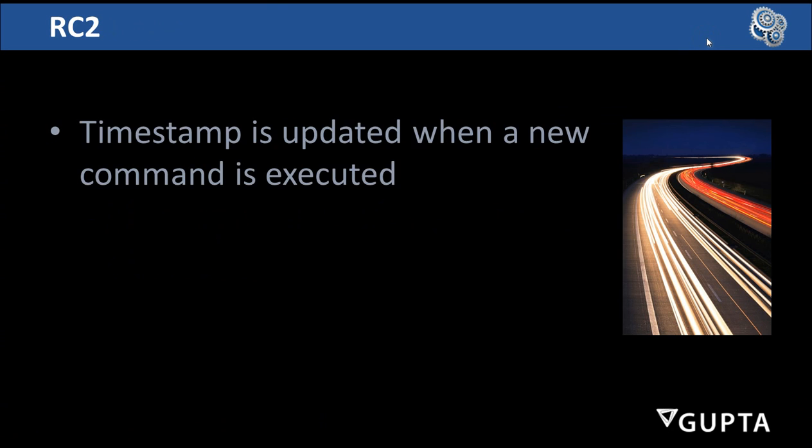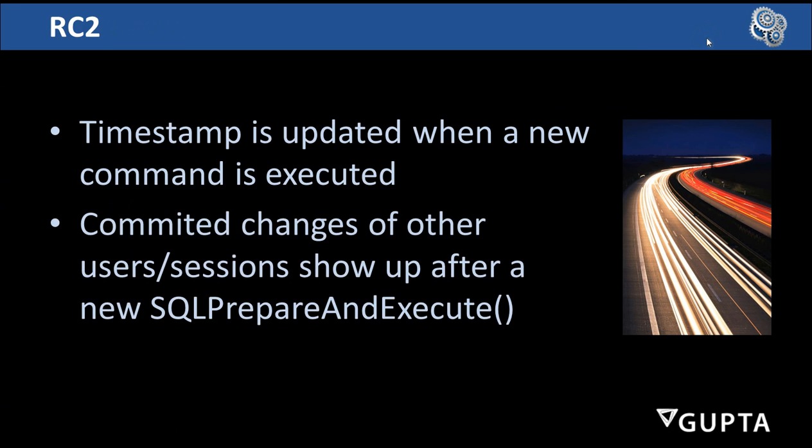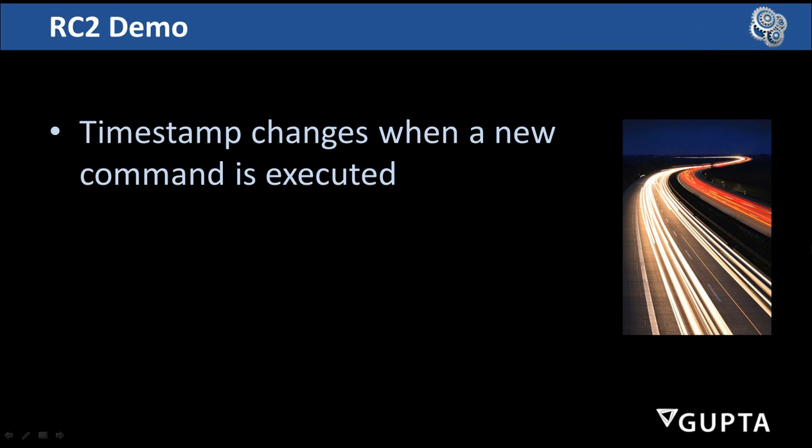Now let's see how RC2 works. With RC2, a timestamp is updated when a new command is executed. So committed changes of other user sessions show up after a new SQL prepare and execute is being run from the application program. So let me demonstrate the RC2 isolation level. This means the timestamp changes when a new command is executed.